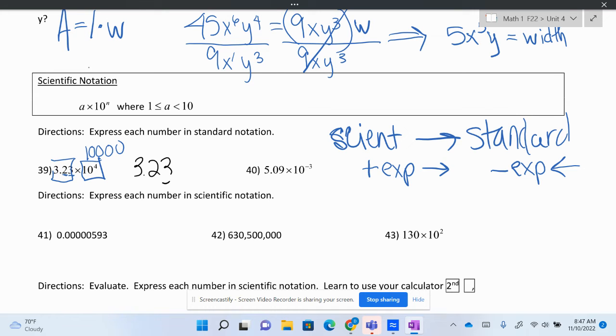3.23. I move it 1. I don't know why that keeps doing that. 1, 2, 3, 4. So you have to put some zeros in there. Okay, so it equals 32,300.